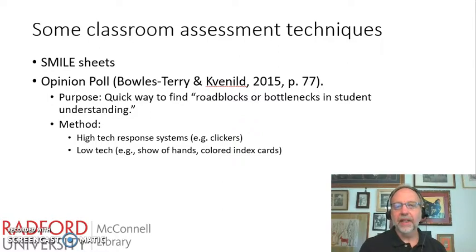Some classroom assessment techniques available for one-shots include things like smile sheets, which we'll be covering a great deal of in this course, so I won't go into any more detail about it. But you can also use things like opinion polls, which is a quick way to find roadblocks or bottlenecks in student understanding. And the methods can range from high-tech response systems such as clickers to more low-tech like asking for a show of hands or having students in groups and having them raise colored index cards in response to multiple choice questions.